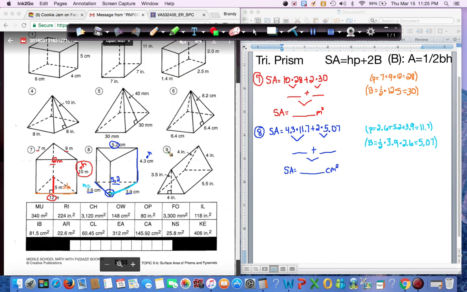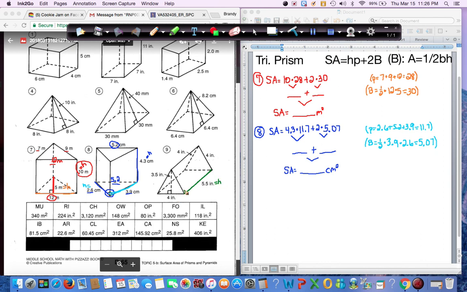Number 9. Okay, so to find surface area, I hope by now you understand the pieces we need. We need the height. Now look at this triangular prism because it's different than 7 and 8. This one is laying down. Do you guys see that? So this right here is the height. This is the same as this. So this is actually our height of the entire prism.